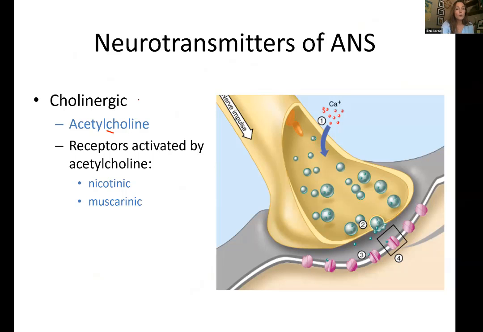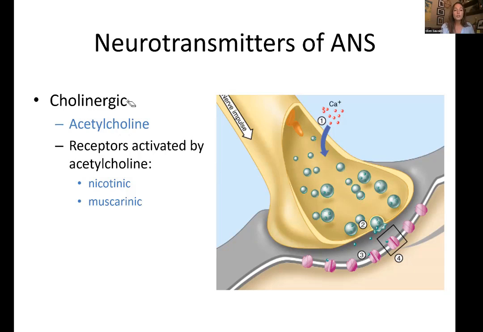Acetylcholine, because of the choline, they're known as cholinergic. So when you get into the nursing program, you're going to hear in the pharmacology portion about cholinergic drugs. Cholinergic pharmaceuticals will actually target things that use acetylcholine.